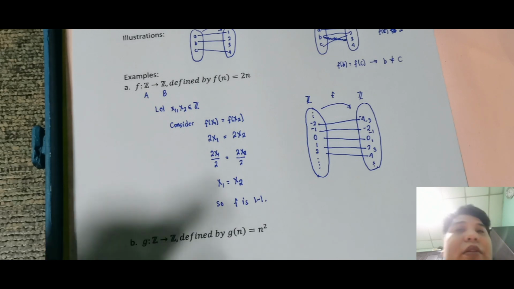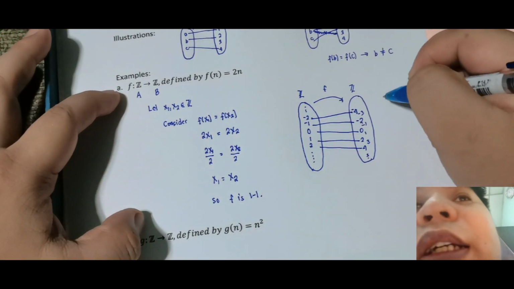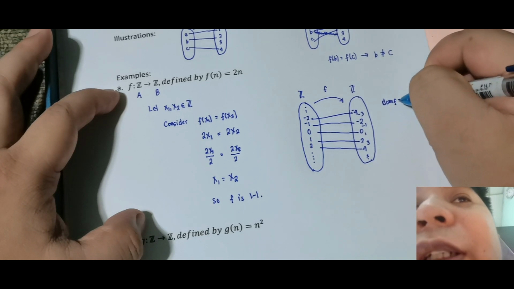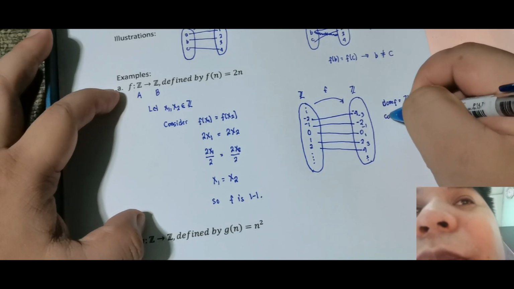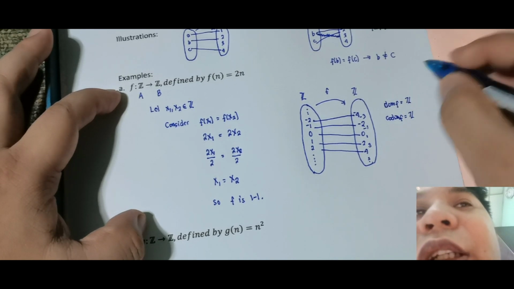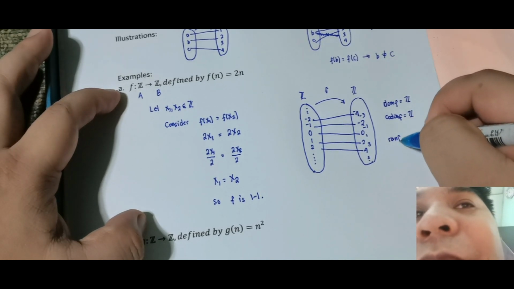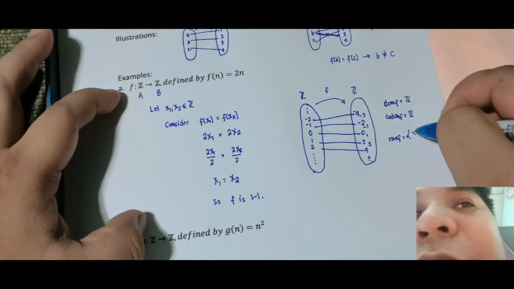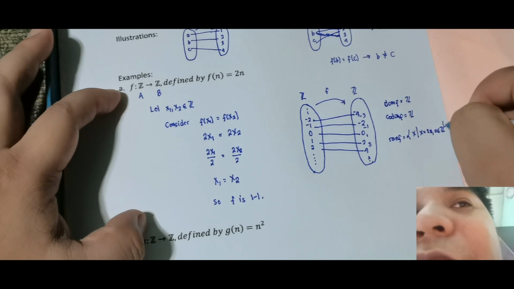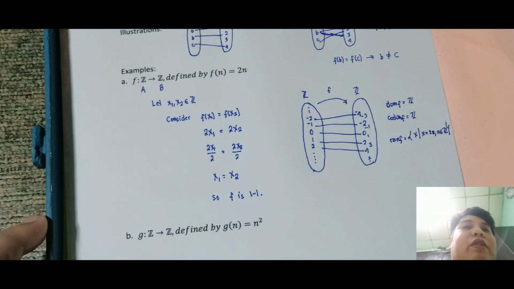Okay, so tandaan na ang ating domain dito, domain of f is the set of integers. Ang codomain is the set of also the integers. Pero yung range of f is x such that x is equal to 2n for n element of integers. So in set builder specification ko na lang siya.